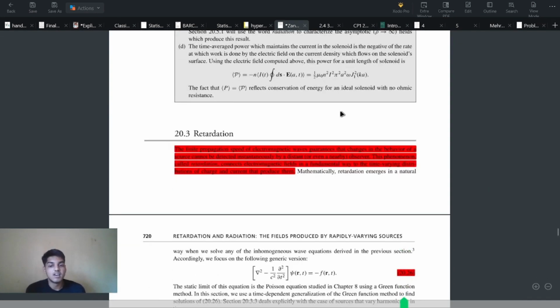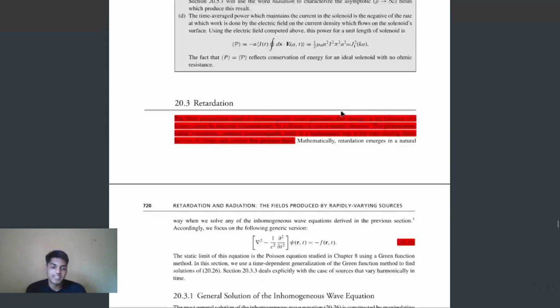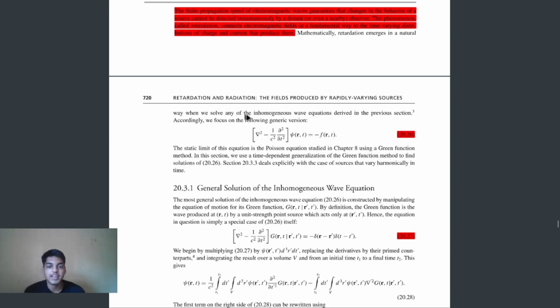So, retardation. The finite propagation speed of electromagnetic waves guarantees that changes in the behavior of a source can't be detected simultaneously, because the cause happens before the effect. This phenomenon is called retardation. It connects the electromagnetic field in a fundamental way to the time varying distributions of charge and current that produce them. So here we are trying to fit special relativity into the Green's function so that we can take into account that retarded potential.